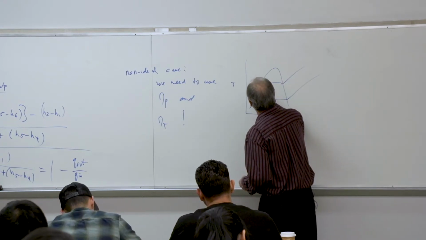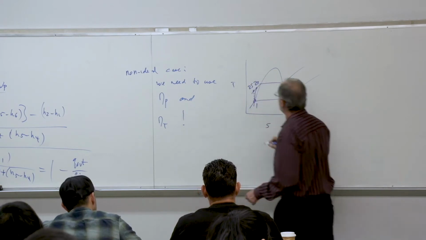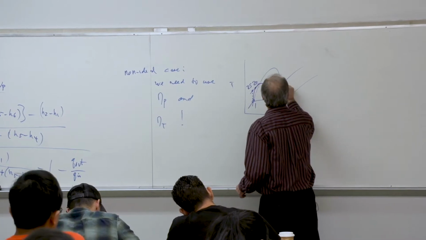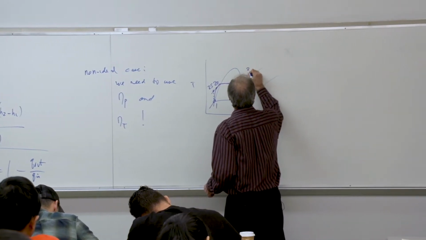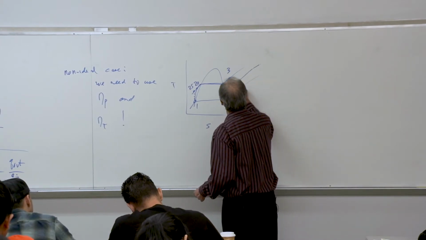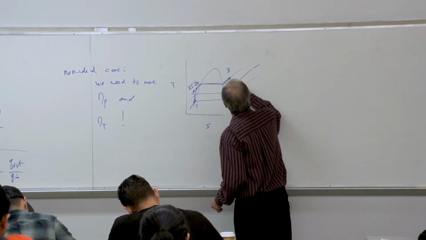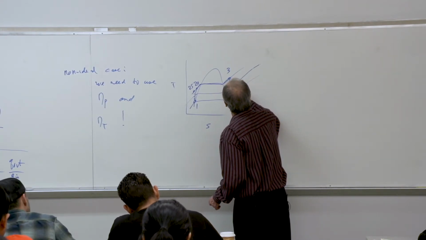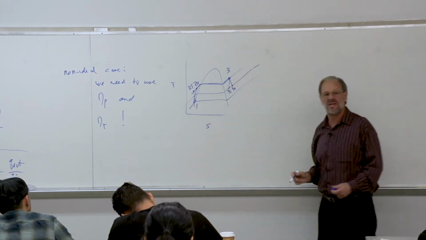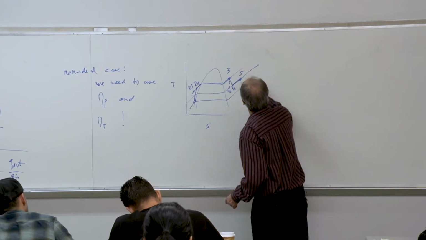So, we would go from 1 to 2s, and then the actual point 2 will be found using the isentropic efficiencies. We'll add heat until we get to point 3. We're assuming that we have a reheater now, so let's just show an intermediate pressure. So we would expand ideally from 3 to 4s. We apply the isentropic efficiency to get 4a. We reheat up to 5.